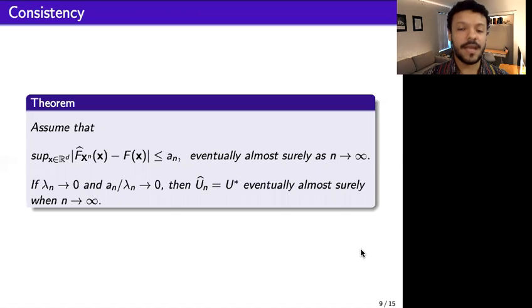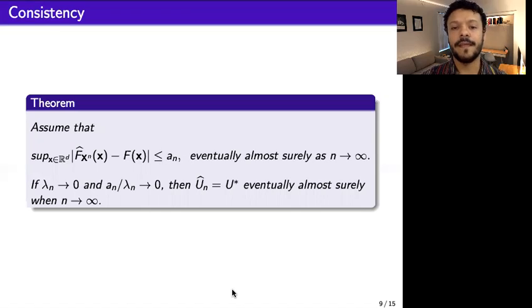And now we have the main theoretical result regarding consistency. And it says that our estimator converges eventually almost surely to the true set of independence U star. And this convergence does not require the process to be in a stationary regime. It holds as far as the empirical distribution function converges to the limiting distribution F at a certain rate a_n, which is related to the penalty term lambda.